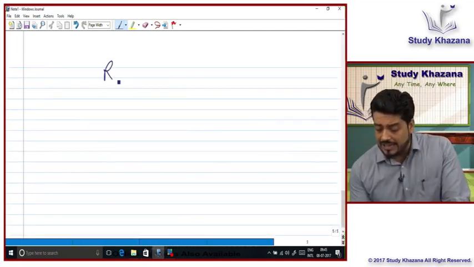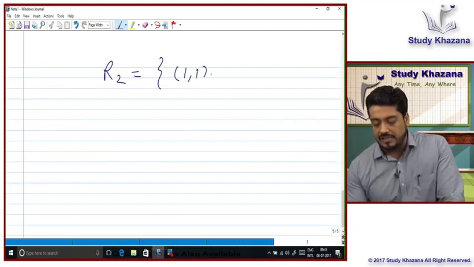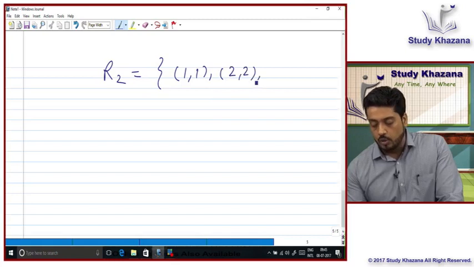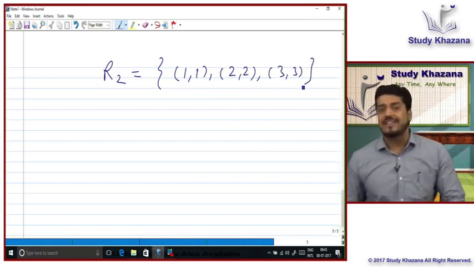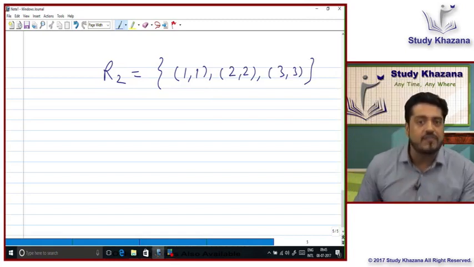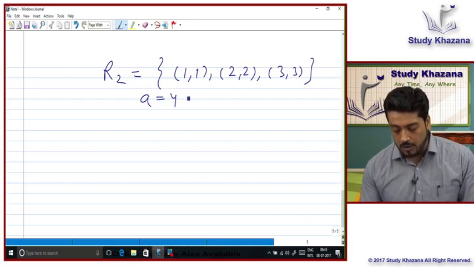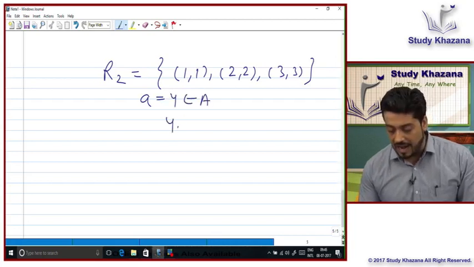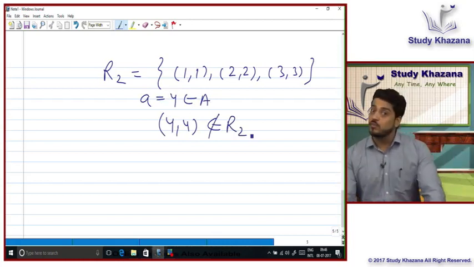suppose in the same set A, I'll take a relation R2 which contains elements, say, (1, 1), (2, 2), (3, 3). Okay, now the question arises, is this relation reflexive? No. Why? Because there is an element 4 which is a part of A, and we are having (4, 4) not a member of R2. Just see this. This is very important, beta.